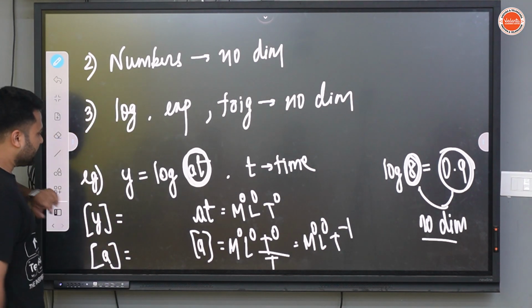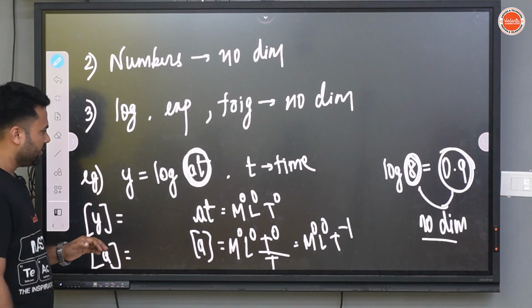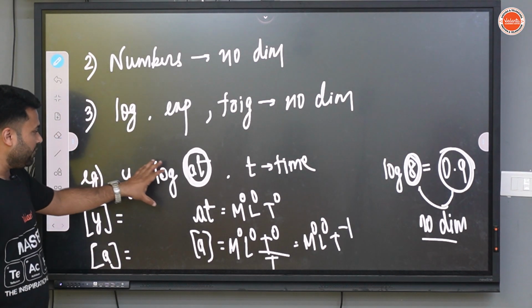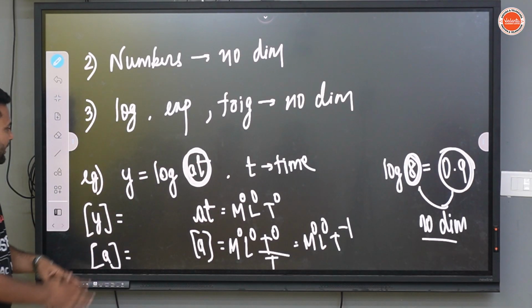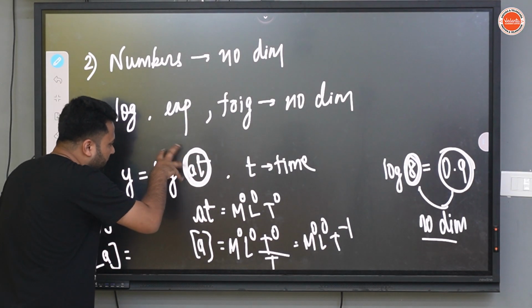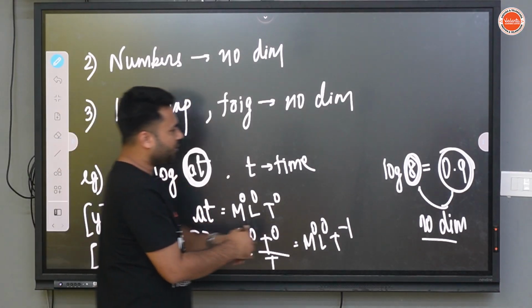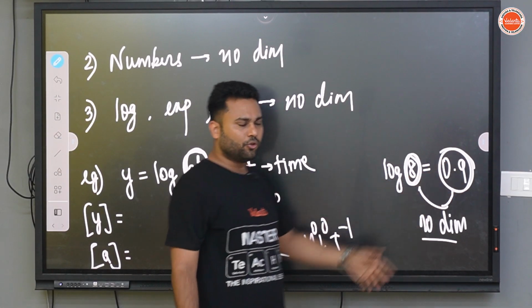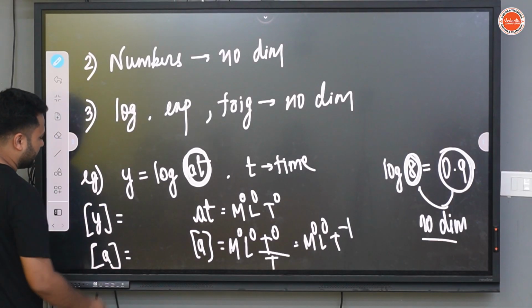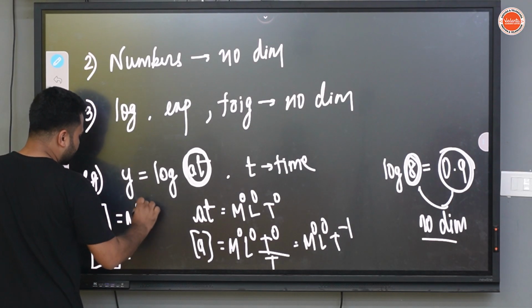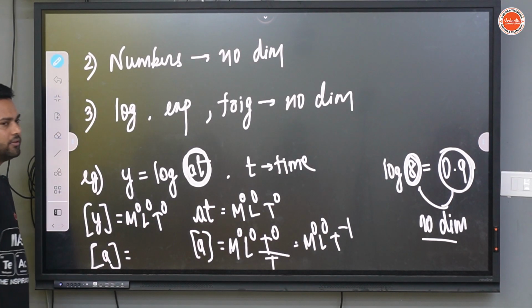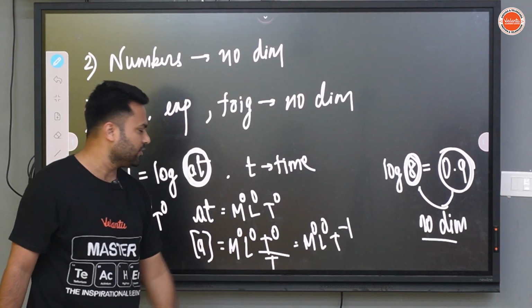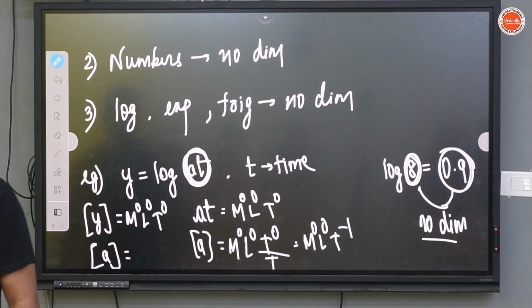Now if someone asks what is the dimension of y? See, log of something we will get some value, na? Like log of 0.8, 0.9. So this is a number, na? A number has no dimension. So y will have no dimension. This will be M0, L0, T0. And a we calculated as M0, L0, T minus 1. Write this down. One more example I will take.